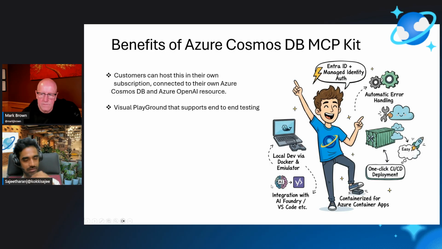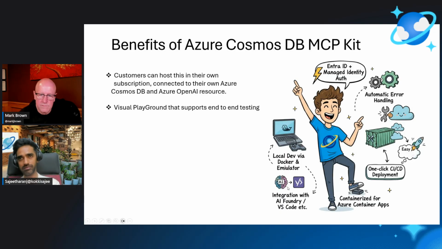And it also integrates with all the IDE agents. So you can configure it with VS Code, you can configure it with Claude. And then you also have the integration with AI Foundry or Microsoft Foundry, which is another added advantage. So if you want to build custom agents, you can certainly configure the Azure Cosmos DB MCP Toolkit. I will show a demo on that as well.